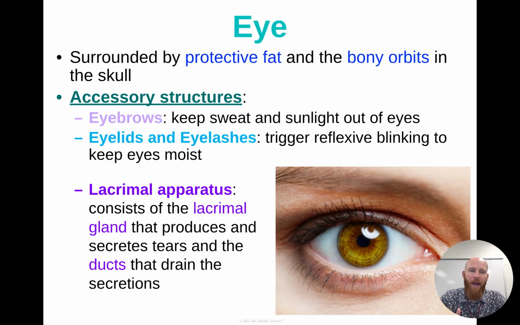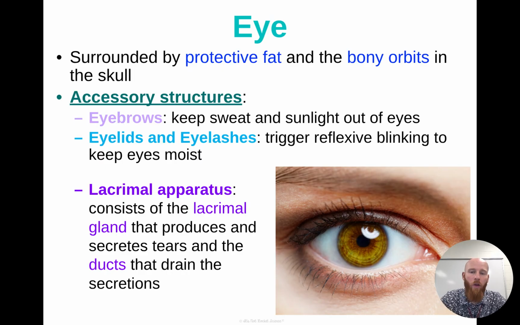The eye is surrounded by protective fat and the bony orbits in the skull. We have accessory structures like our eyebrows that help to keep sweat and sunlight out of our eyes. We have our eyelids and our eyelashes, which are really good at triggering reflexes like blinking, and that helps to keep the eye moist, but also to keep things from going into our eye that would be problematic.